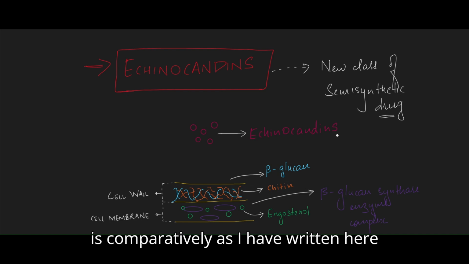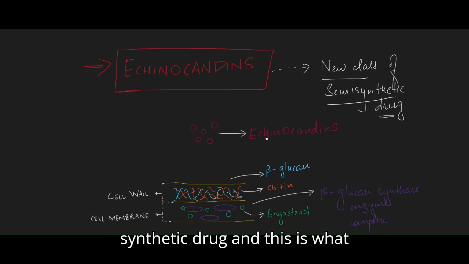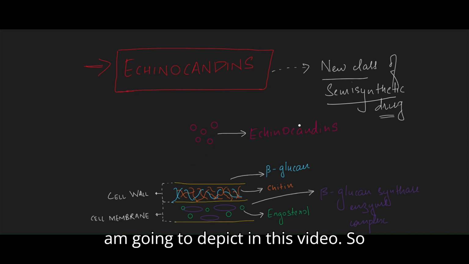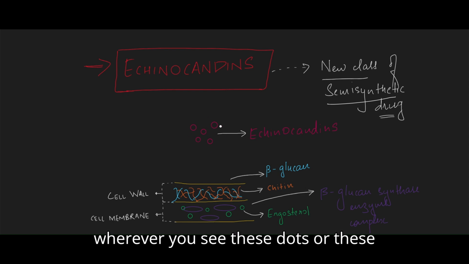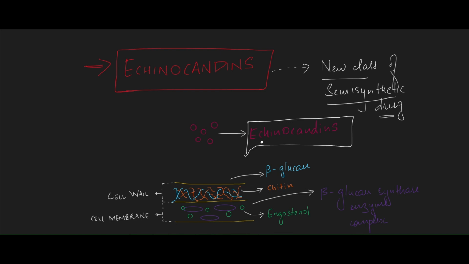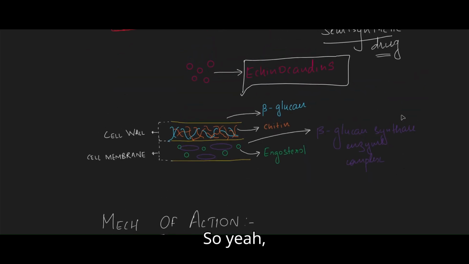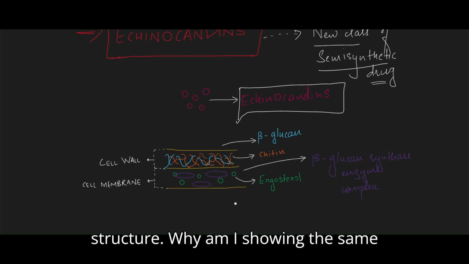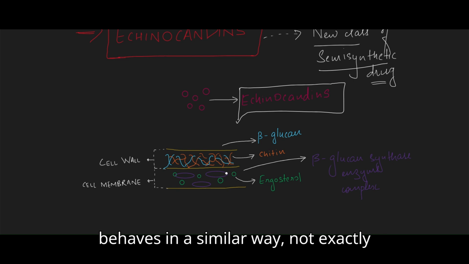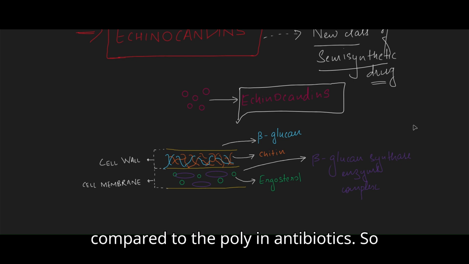Now it is comparatively, as I've written here, a new class of semi-synthetic drug, and this is what echinocandins look like. It's not exactly how it looks, but it's how I'm going to depict it in this video. So wherever you see those dots or the structures, remember it's the drug. So again we are coming to the same structure. Why am I showing the same structure as before? Because this drug too behaves in a similar way, not exactly the same, but similar compared to the polyene antibiotics.